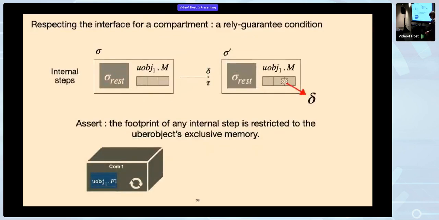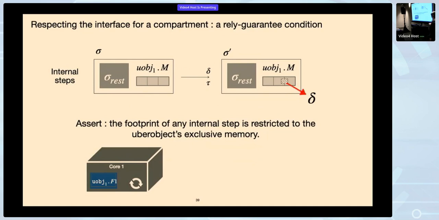Okay, so now we want to show what is the sequential guarantee that we have to verify for each Uber object to make sure that they can be composed together. So let's say that we want to verify Uber object 1.